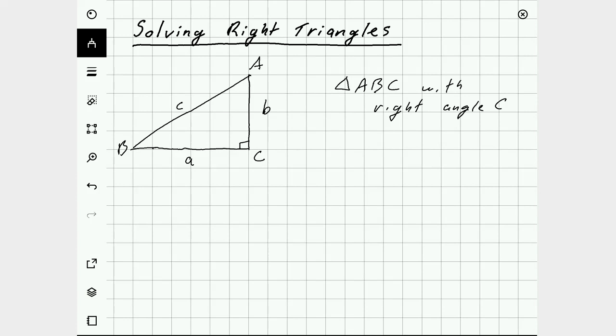When we're solving right triangles, we're generally going to be looking at triangle ABC with a right angle at angle C. So we have a triangle with our three vertices named as A, B, and C. And what I want you to notice on this triangle, the side opposite angle A is named as length little a. The side opposite angle B is named as length little b. And the side opposite angle C is named as length little c.